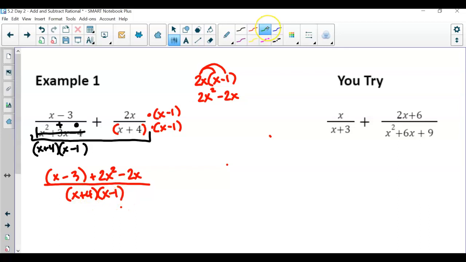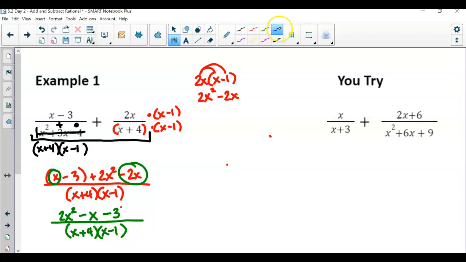Now I can continue simplifying because we have like terms to combine. I have no x squared terms, so I'm going to write here 2x squared, but I have x minus 2x, which is now -1, so -x. Then minus 3, no other term to combine this with, like term, over x plus 4 times x minus 1. So this is our expression.